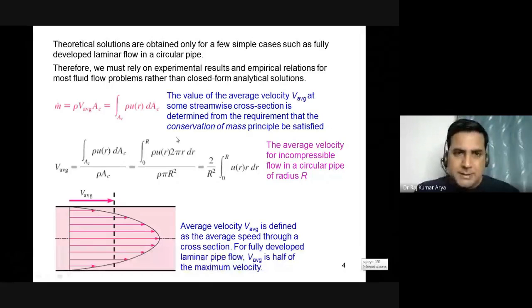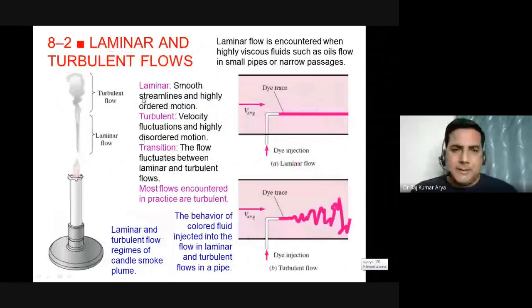Now, we have talked about laminar flow and turbulent flow in the introduction chapter. So how the laminar flows and turbulent flows behave. Why are we talking about this? Because based on the type of flow, you will have some losses, the friction losses, and that needs to be considered when you are designing the pipeline.